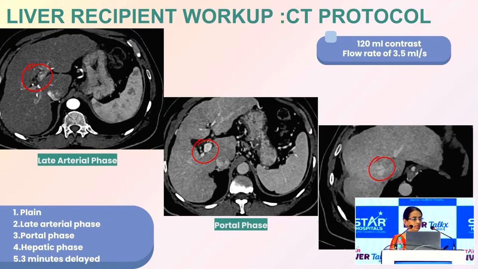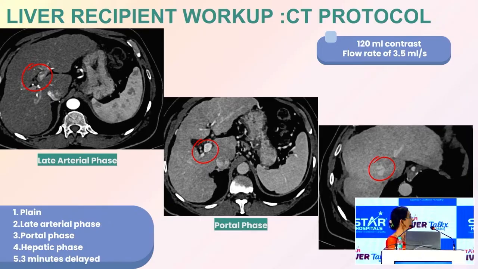So our first image, which is the arterial phase, should always be a late arterial phase. That's why I've circled these. So there should be some enhancement of the portal vein. Why? Because only then you can see any enhancing lesions in the liver against a relatively slowly enhancing liver parenchyma.